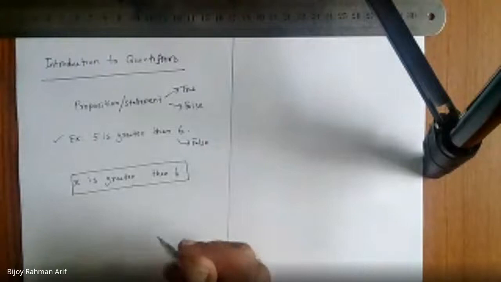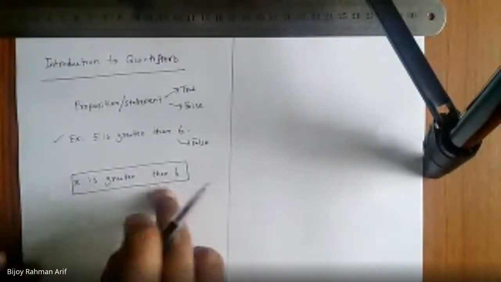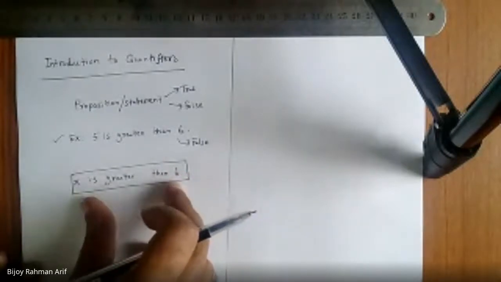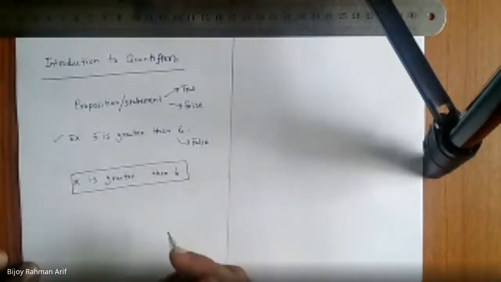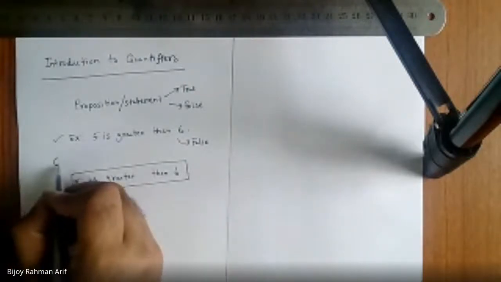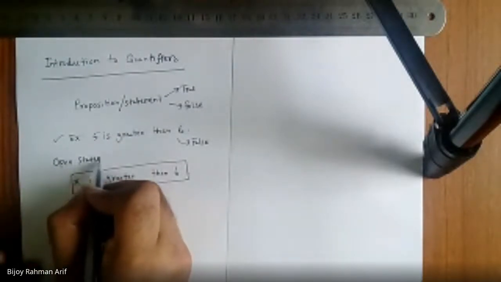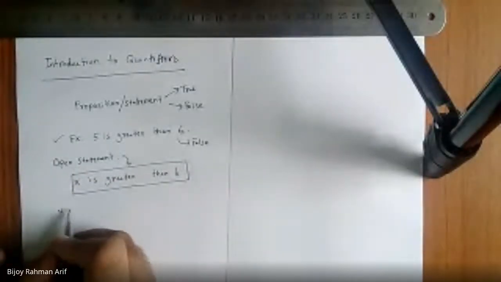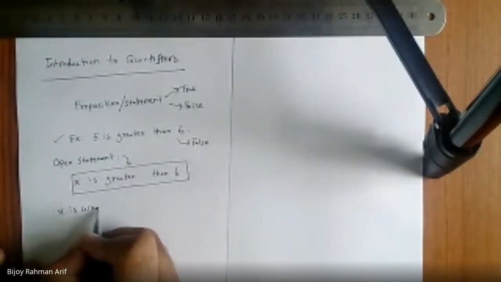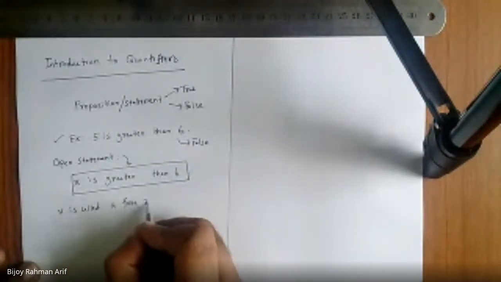X is not defined. So we cannot say if x is greater than 6 is true or false. The value of this statement, true or false, depends on the value of x. So that's why it is called an open statement. X is called a free variable.